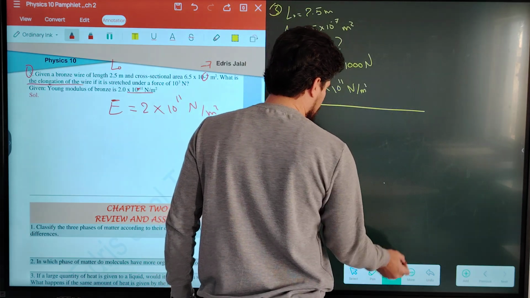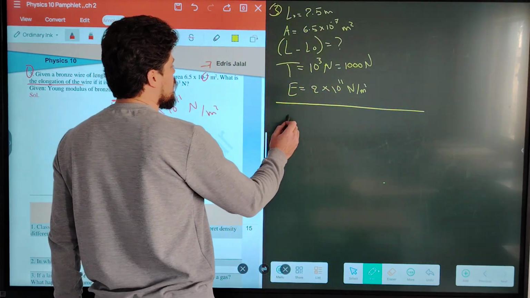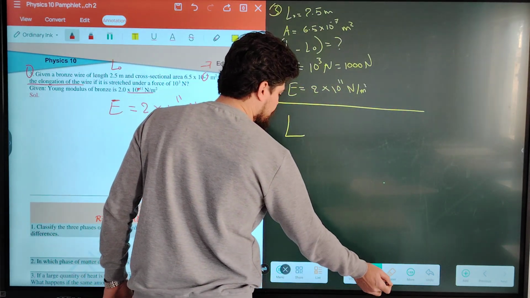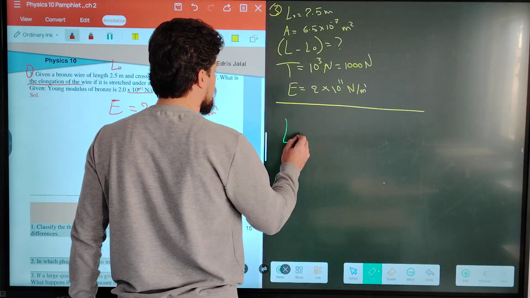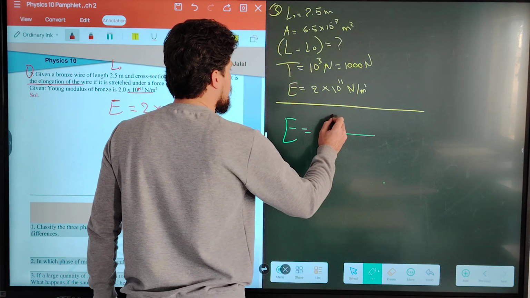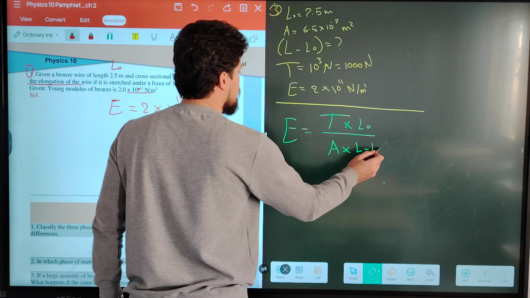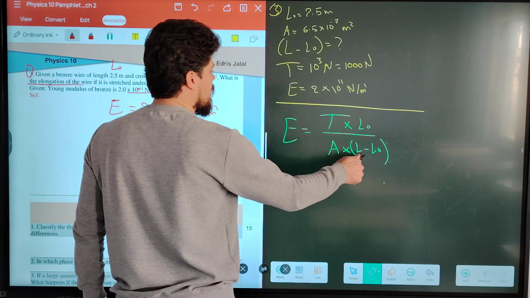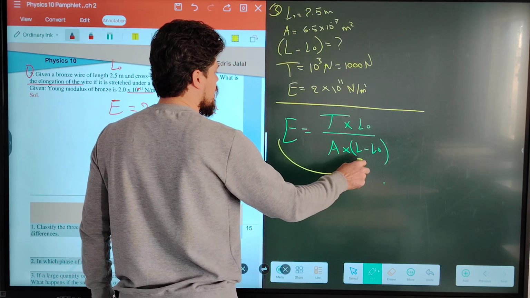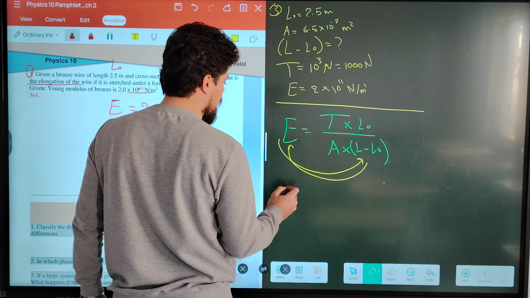Because Young's modulus was given, you have to use the equation of Young's modulus. The equation of Young's modulus is equal to what? Tension times initial length, over A times elongation. What is unknown? Elongation. Change their positions. It's going to be like this.